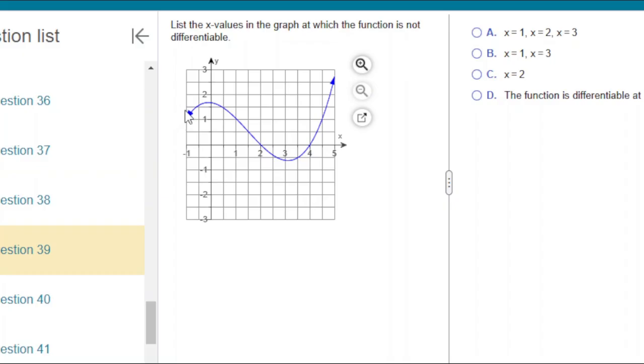Okay, now what about this one here? Is this one differentiable everywhere? Or is there any place, list the x values in the graph at which the function is not differentiable? Well, notice it's a nice smooth curve. At every point, we have a nice, well-defined tangent line, and there's no place where the slope is infinite or the function is not defined, it's not continuous. So yeah, this is differentiable at all points.